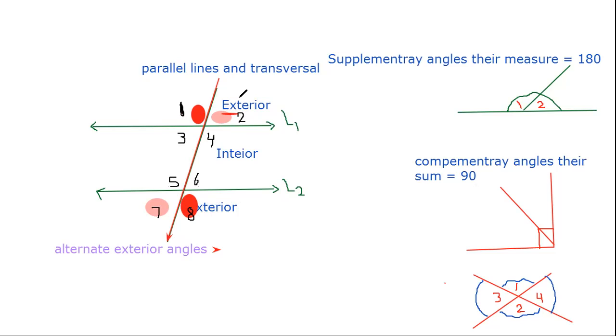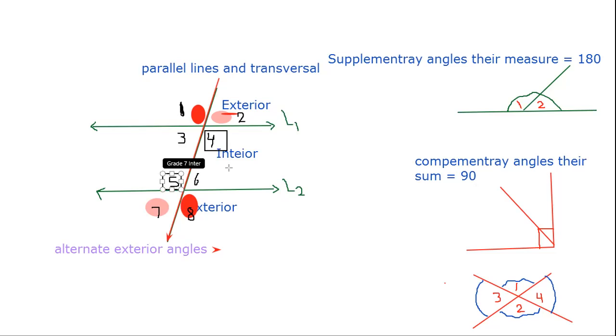1 and 8, 2 and 7. So this is the first type, alternate exterior. We can find another type, which is alternate interior. So look at angle 4 and angle 5.